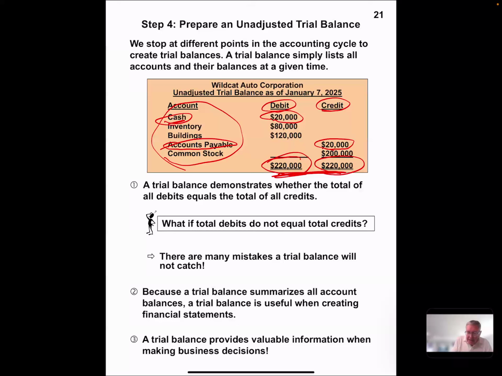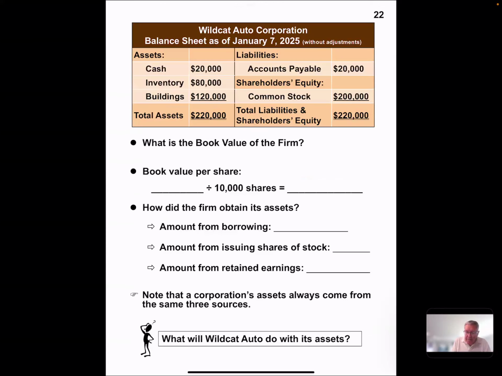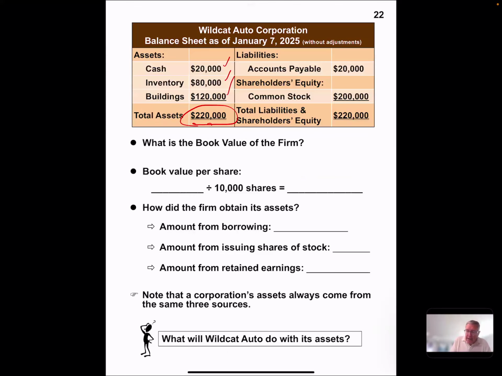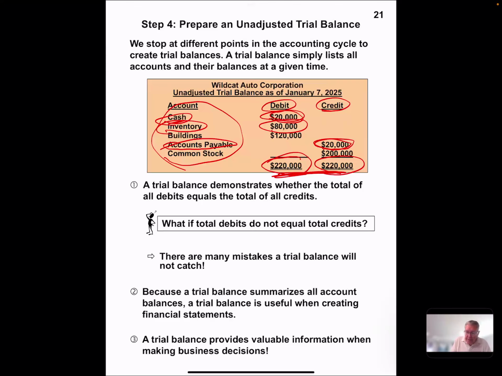So a cash at a balance of 20, inventory at a balance of 80, buildings at a balance of 120. So that's where these dollar amounts are coming from. There's our 3 assets: cash, inventory, and buildings. Those total 220. Our liabilities, we only had 1, accounts payable. We got that from our trial balance. Accounts payable, 20,000. And the common stock account, part of shareholders' equity, that was 200,000.